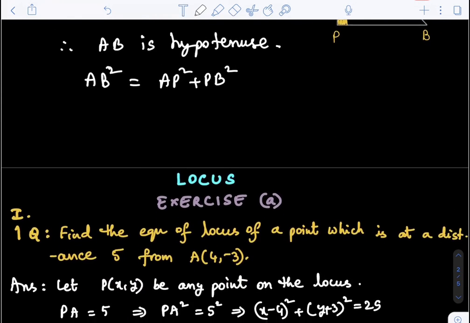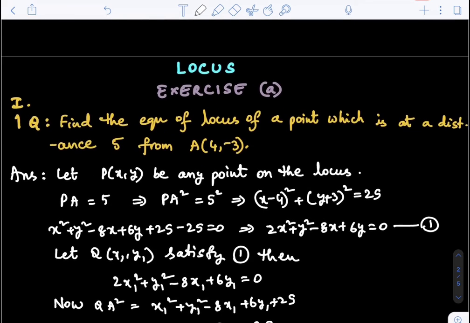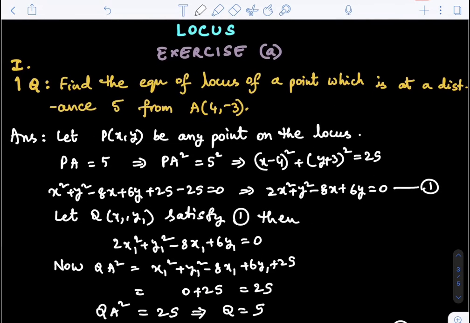So let us go to the first problem in the first section in locus. Let me read the problem first. Find the equation of locus of a point which is at a distance 5 units from the point A (4, -3). In the synopsis also we have taken notes. First step is, let P(x, y) be any point on the locus.